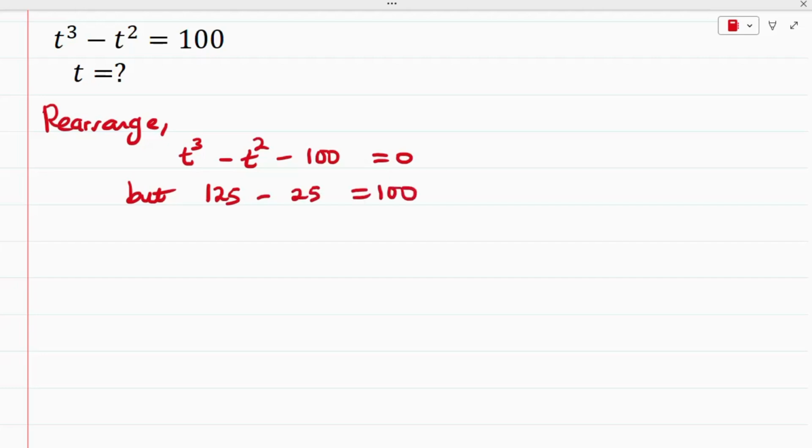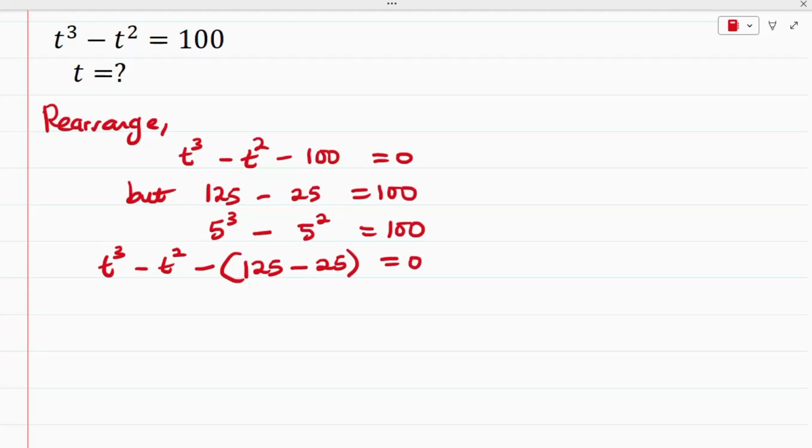100. And 125 can be expressed in terms of 5 as 5 raised to the power of 3, minus 25 can be expressed in terms of 5 as 5 raised to the power of 2, and this is equal to what? 100. So at this point we have t raised to the power of 3 minus t squared minus into 125 minus 25, and this is equal to 0. So we have t raised to the power of 3 minus t squared minus, multiply 125 will give us minus 125, minus times minus is plus 25, and this is equal to 0.